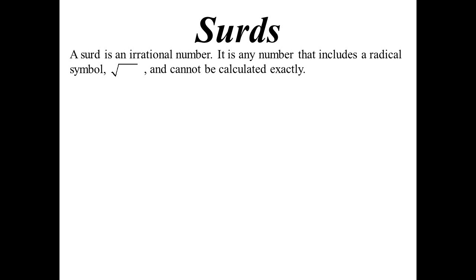Surds are, of course, an irrational number. We don't know what they are exactly. So any number that includes that radical symbol is a surd. Well, sort of. It has to be one that can't be calculated exactly. So square root of 4, even though it has the radical symbol, is not a surd because we can simplify that and get rid of the symbol. Square root of 4 is 2. So any of the ones we can't work out are surds.